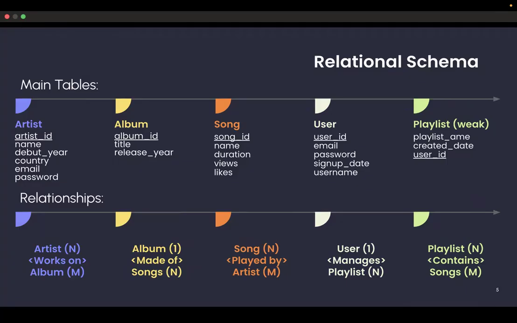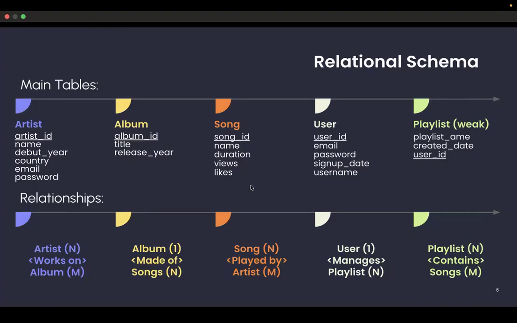To dive a little bit deeper into that ER diagram that we just saw, our main tables, similarly with our entities, are going to be artist, album, song, user, and playlist. Playlist, of course, being a weak entity, which means that it is reliant on the primary key of user, which is user ID.